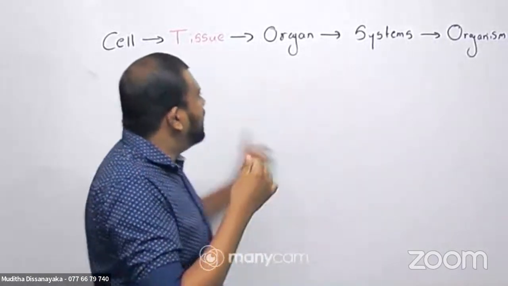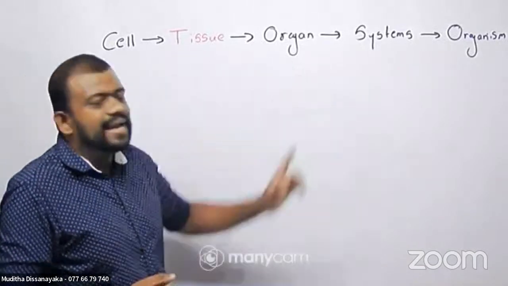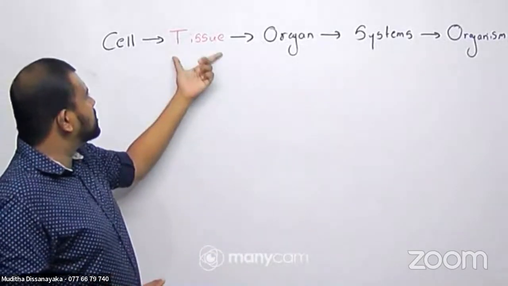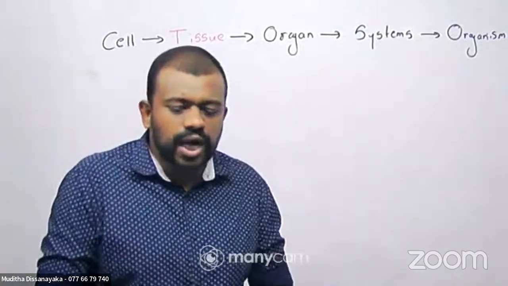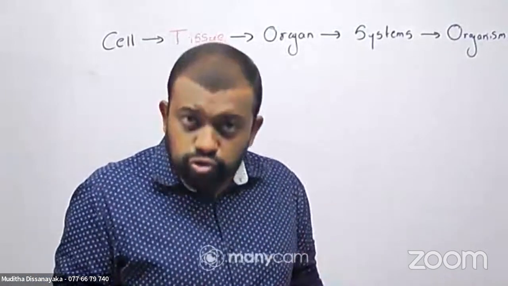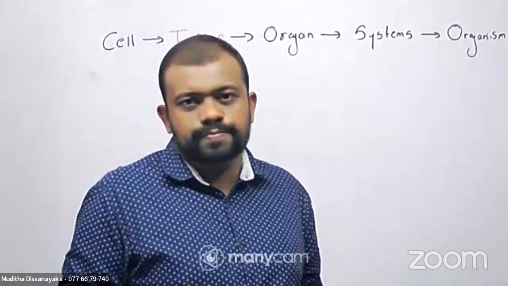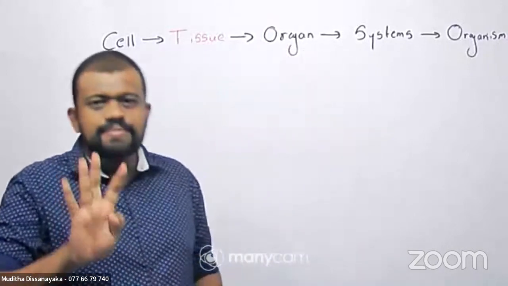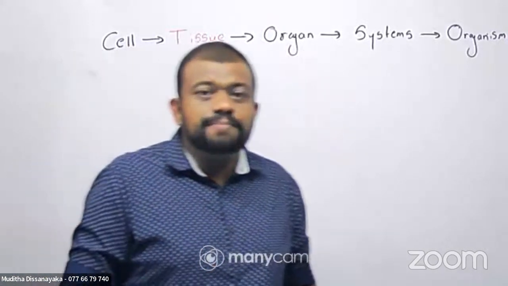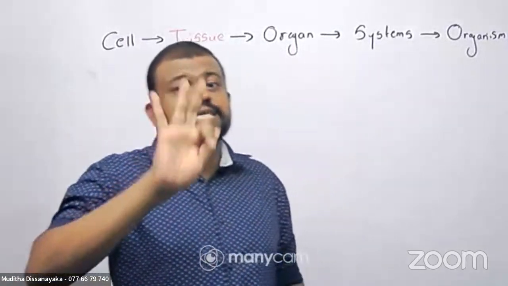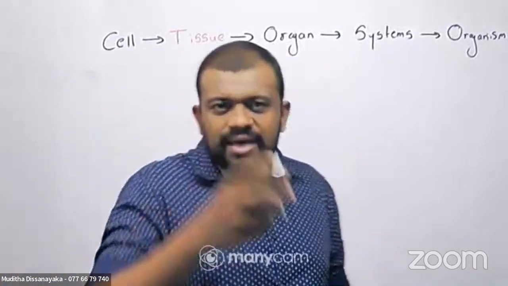So this is the organizational level, the organizational hierarchy. Here you come across a term called tissue. So what is a tissue? Here we are going to define a tissue. When you remember the definition of a tissue, you should mention 3 terms. Then marks are given to you.